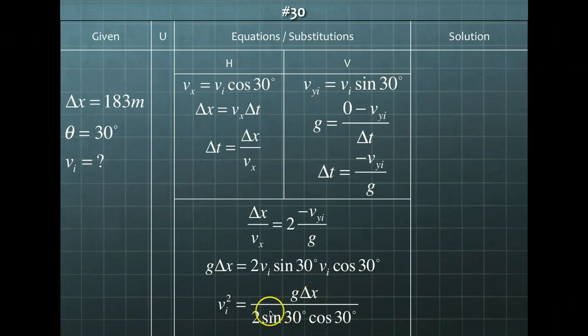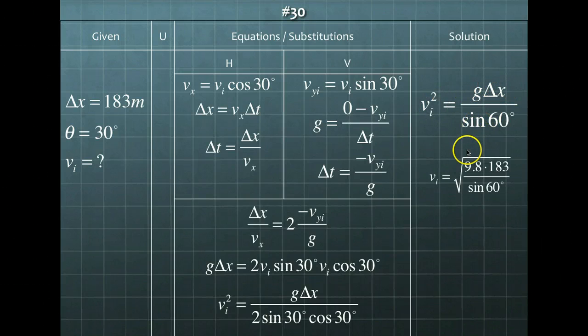And also, if you remember this from trig, this right here is going to be sine of 60. If you don't, that's fine. I mean, seriously, you can just put sine of 30, cosine of 30 into your calculator. It's perfectly fine. I just remember it, so therefore, a shortcut. So from here, V initial squared is g delta x over sine of 60, and then I'm writing this down, so it's the square root of 9.8 times 183 over sine 60, which is 45.5 meters per second.